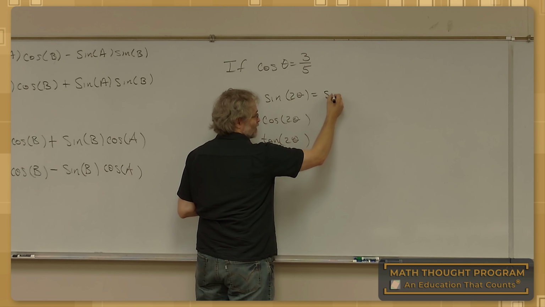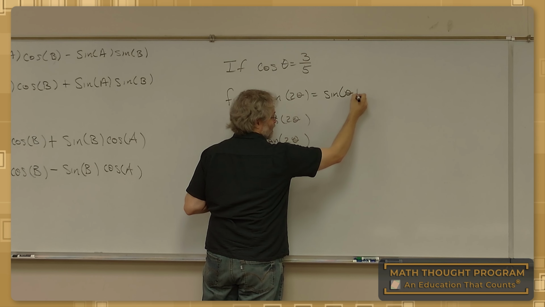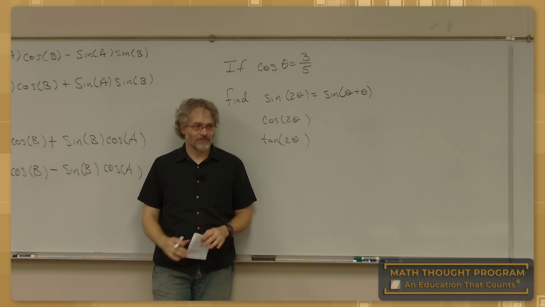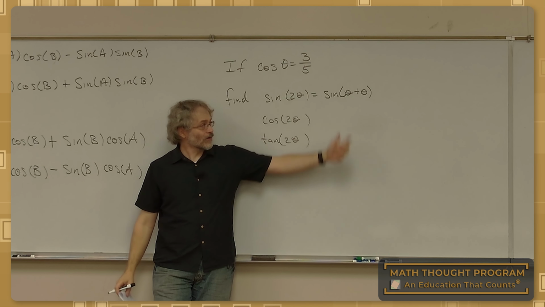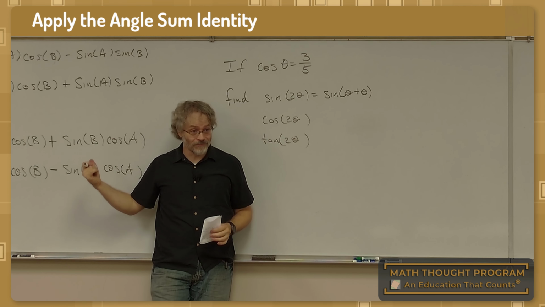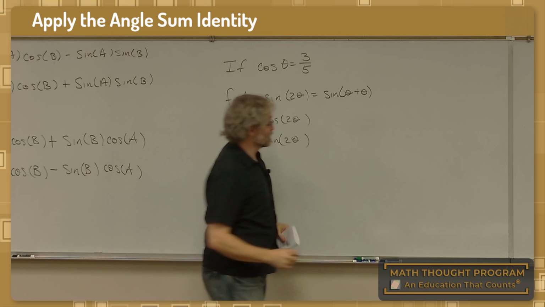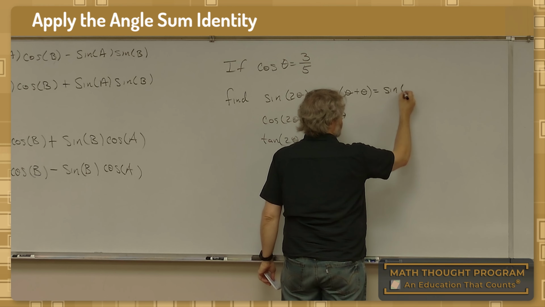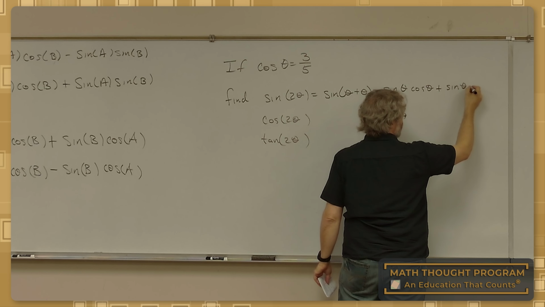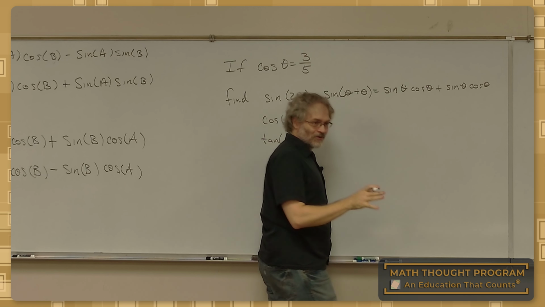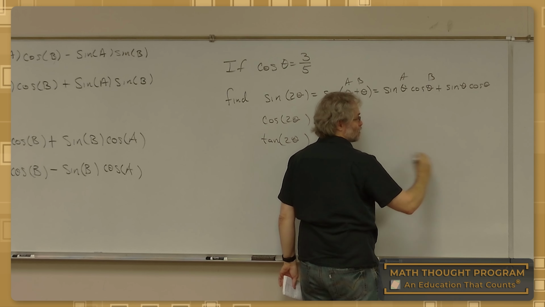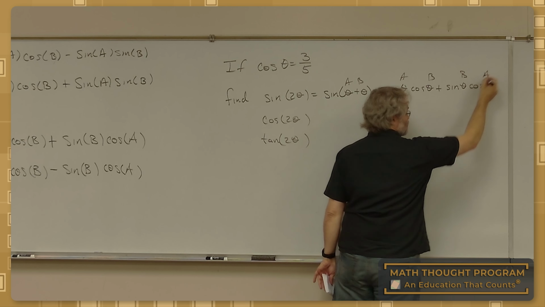Could you not take sine and say theta plus theta? Because what's theta plus theta? 2 theta. Here I have the angle sum. I can apply my identity for angle sum over here. I could simply say sine of theta, cosine of theta, plus sine of theta, cosine of theta. It's a little hard to see this, but A and B: sine of A, cosine of B, plus sine of B, cosine of A.